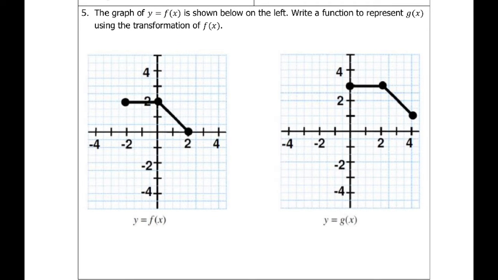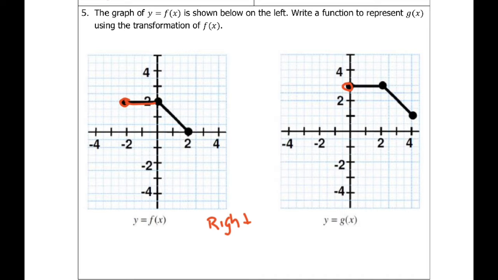All right, 5. We're given f of x on the left-hand side, and we want to write a transformation for g of x. So basically, I'm going to find one point and focus on that. So I'm going to look at this point here. You can pick any of the points, doesn't matter. So this graph has gone right from f to g, 1, 2, 3, 4. And it has gone up.